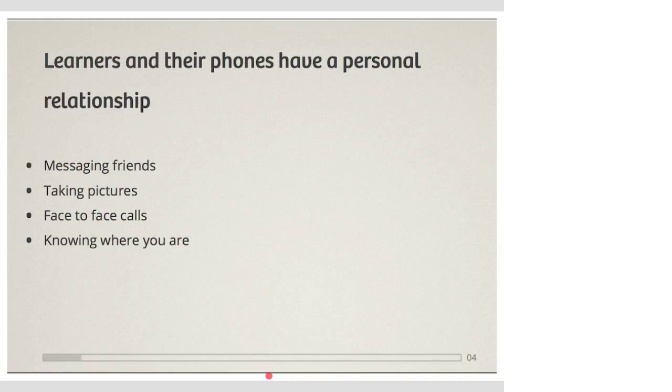And learners and their phones often have a very personal relationship because your phone knows a lot about you. It knows who your friends are, so you can message them. It has your pictures on it. You can even make face-to-face calls using Skype or FaceTime. And your phone even knows where you are. So that's very personal information. And that's information that's very valuable, of course.